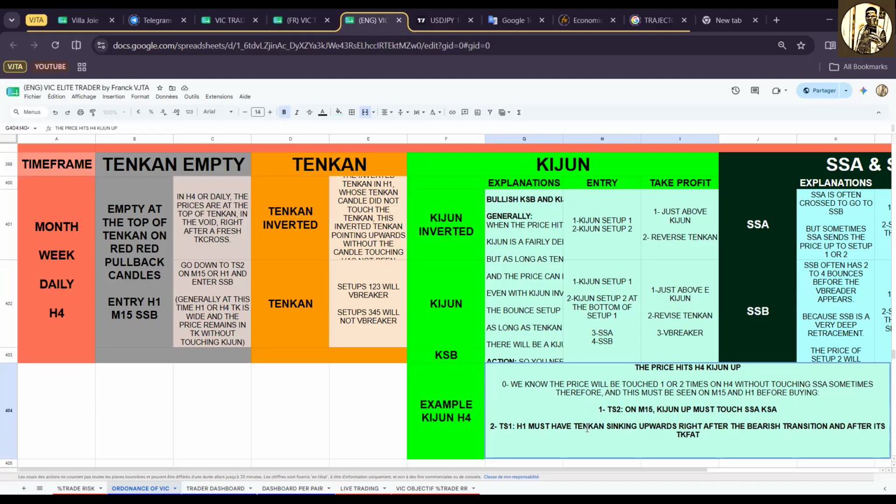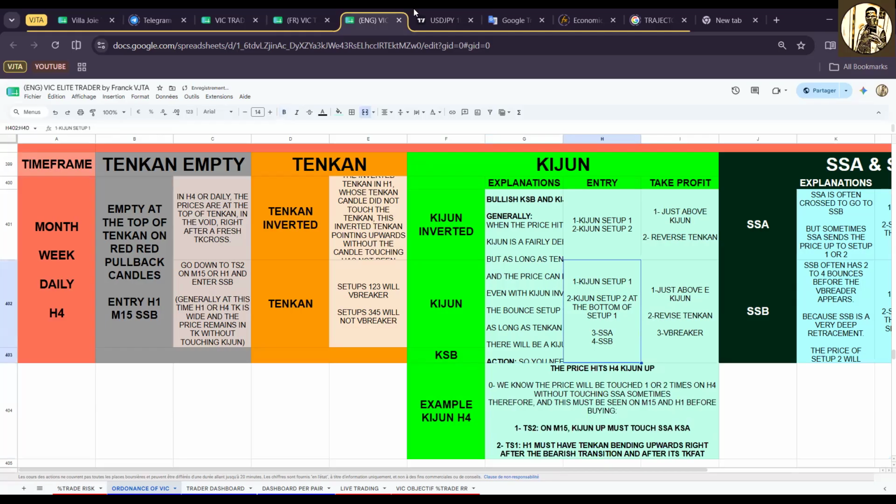And on H1 you must have Tenkan sinking upward right after the bearish transition. Bending. What is the word, sinking? Sinking is a bending upward, right? Right after the bearish transition after this. But what did I even try to say?